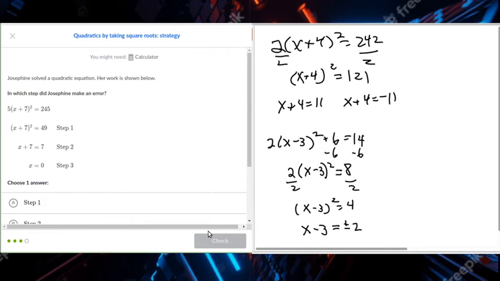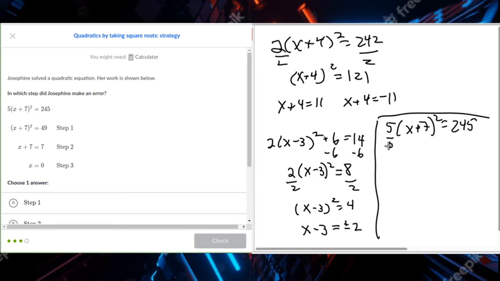All right, we have one more here. Let me box this off. Josephine solved a quadratic equation. Her work is shown below. In which step did Josephine make an error? Now we want to find the error. So let's start off. (5x plus 7) quantity squared is equal to 245. And then step 1, I want to divide both sides by 5. So (x plus 7) quantity squared is equal to, that's 49.